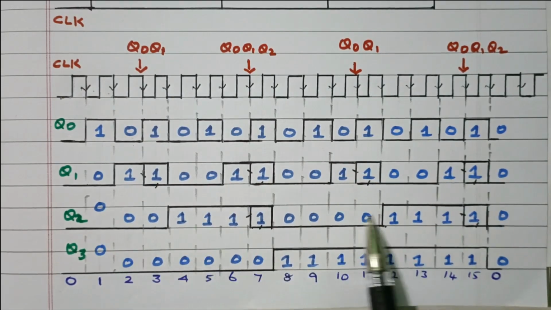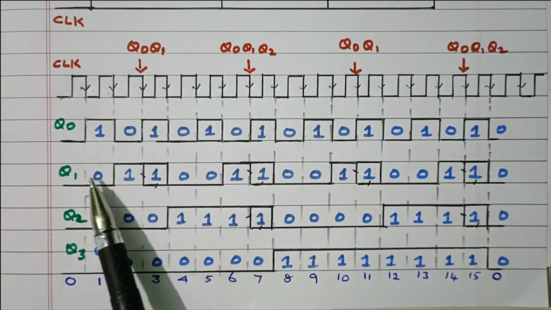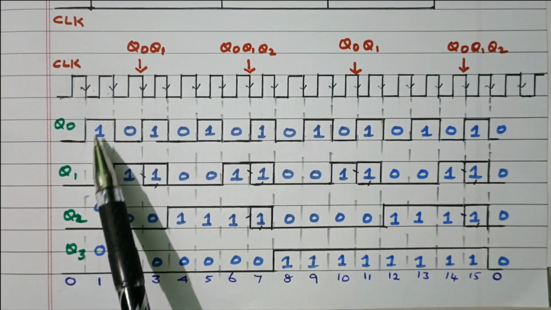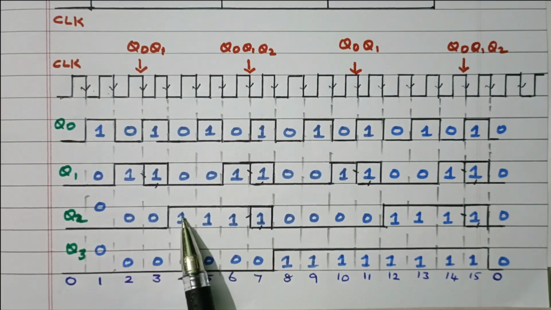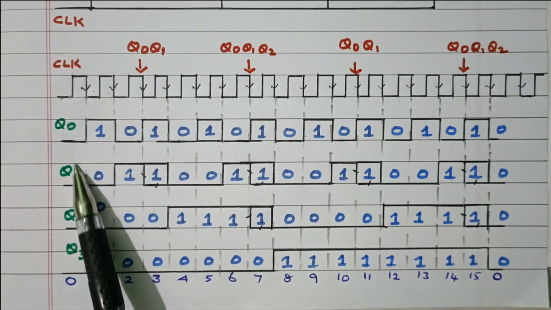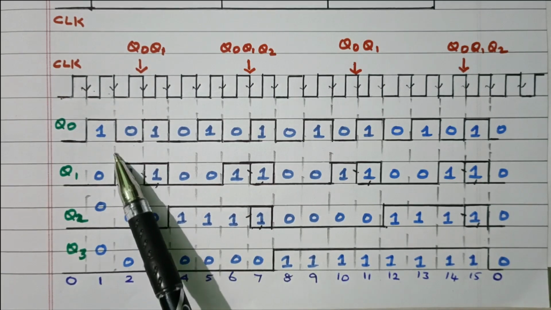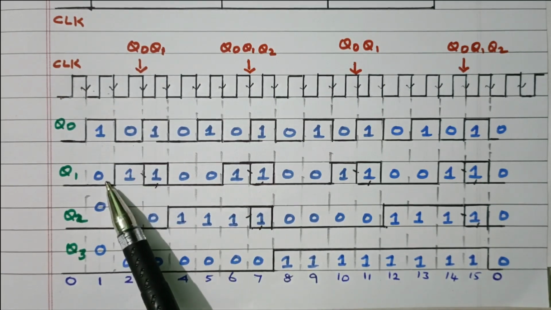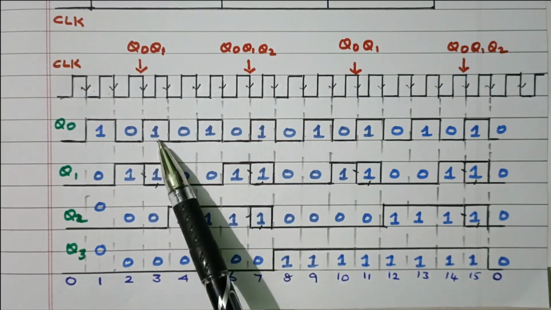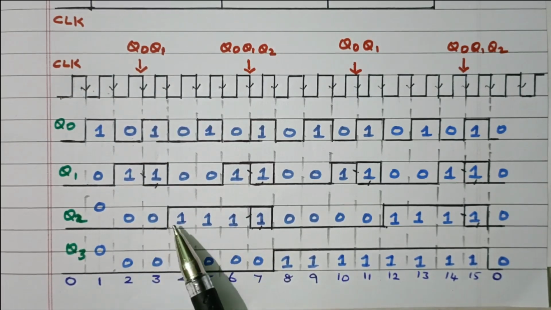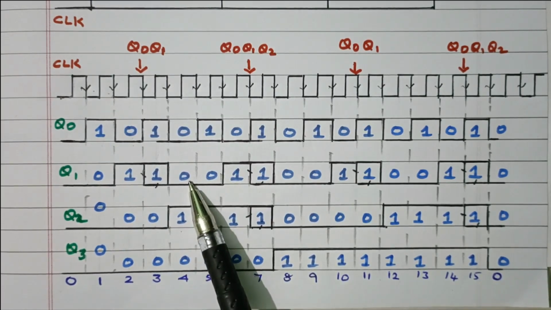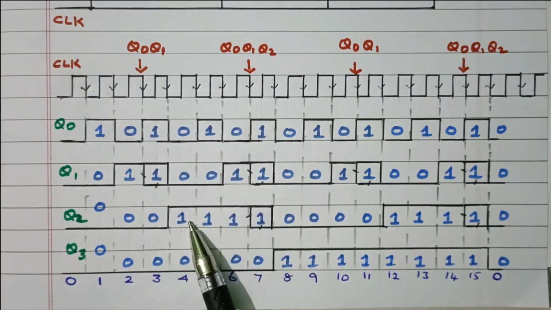What about the third flip-flop? The third flip-flop is based on Q1 and Q0. Both are connected through the AND gate. Whenever both are 1, then only toggle will occur. If any one is 0, no change. So initially 0, 0, here 1, 0. This is 1, but this is 0, no change. Here 0, 1, no change. Here 1, 1, both are 1, so 0 changed to 1. That will continue, because this is 0, 0, 0, 1, 1, 0, no change.